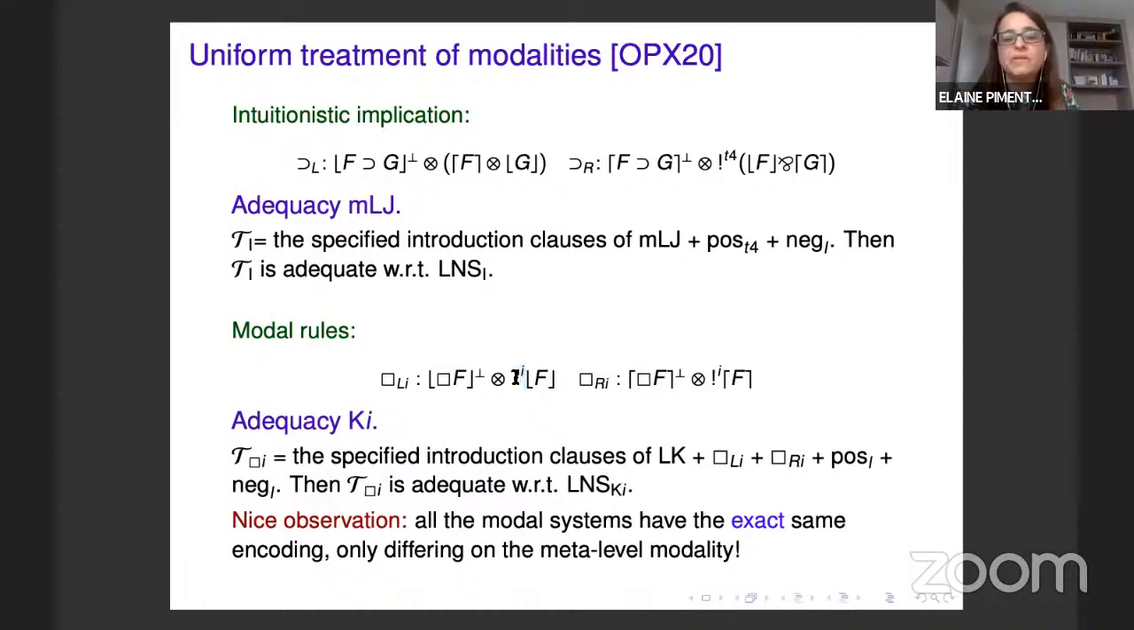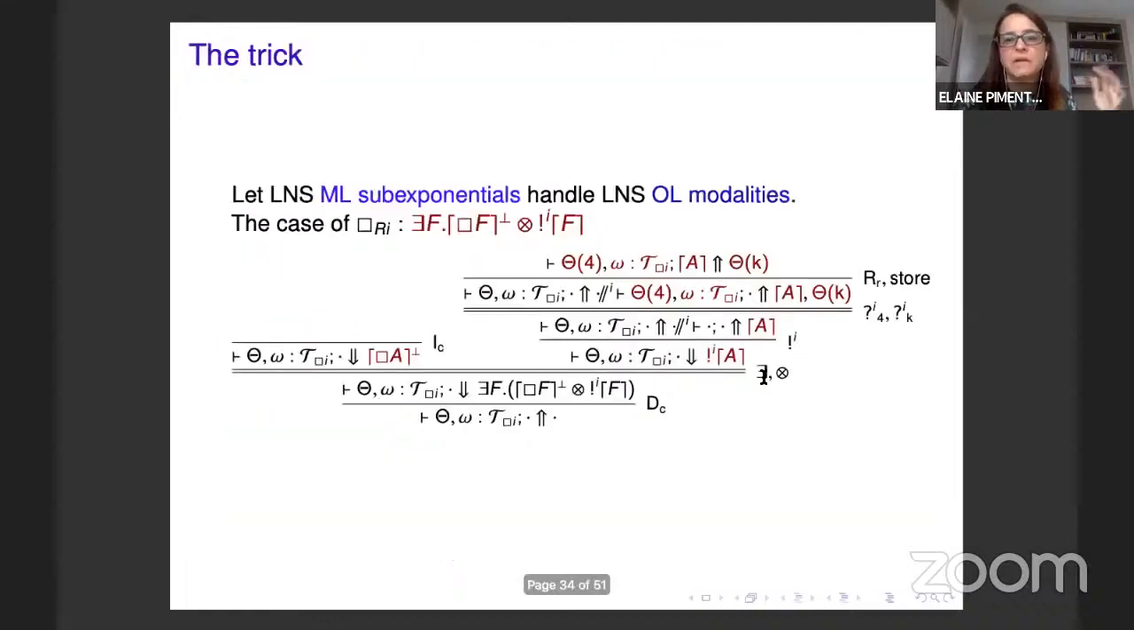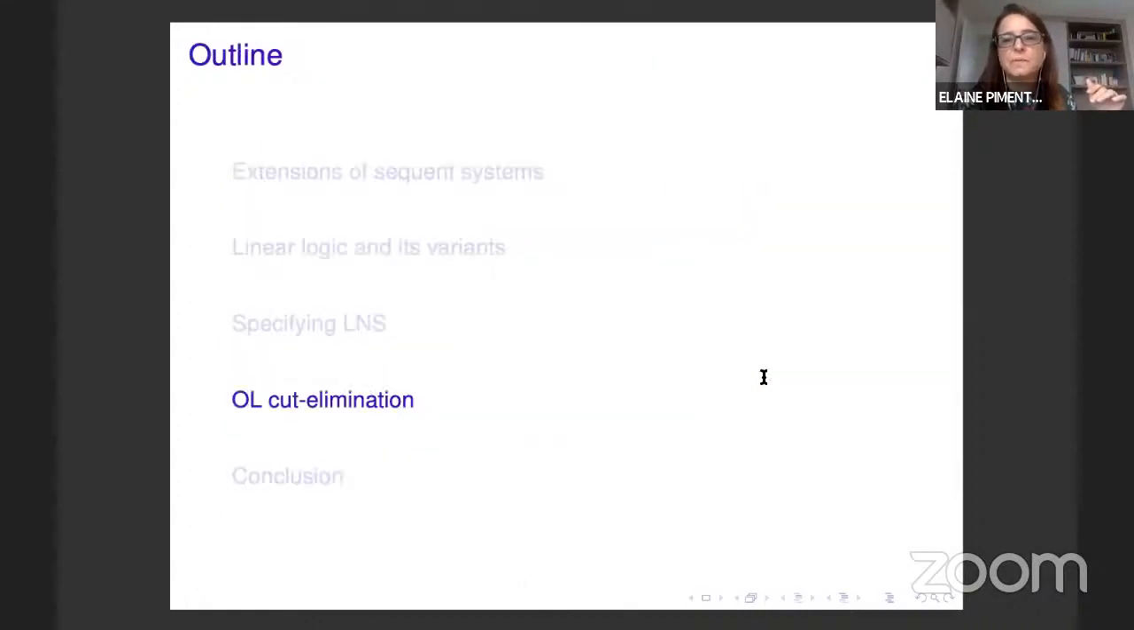But then you see these two formulas, they are dual. I have question mark and left, and here I have bang and right. And they're really duals of each other. So we came back to duality all over again, Girard's duality, okay? So I'm going to skip this one.